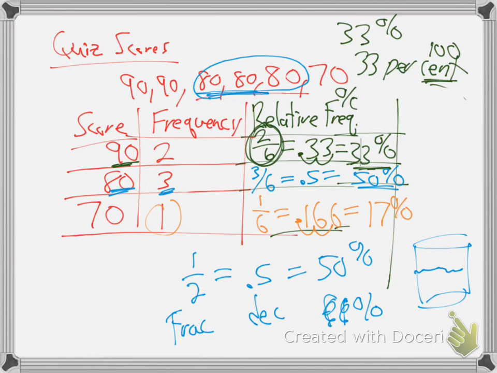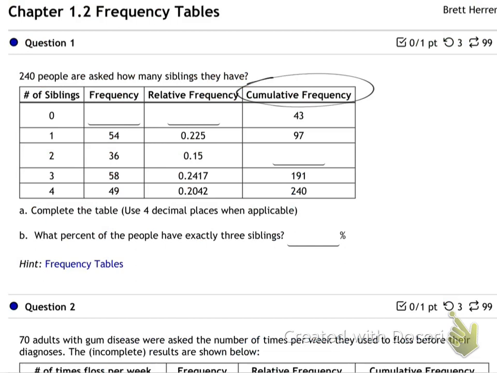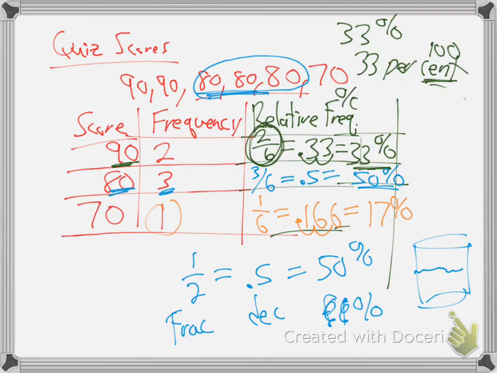We have one more column, and then we're going to go back and do the homework problems. So, good so far? Relative means relative to the total, right? There's 2 scores in the 90s, but how many is that relative to the whole group? 2 out of 6, 33%. Final column now is cumulative, right? Yeah, cumulative. So let's do that.